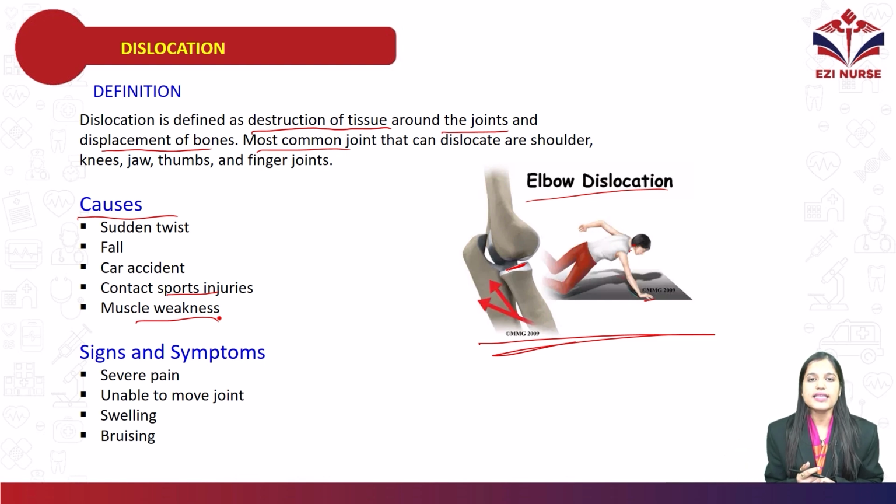Next are the signs and symptoms. What are the symptoms? Suddenly you fall down and the joint has been dislocated from its part. Then swelling will be there, pain will be there. Then you are unable to move the joint. Then bluish discoloration will be there. Those are the signs and symptoms of dislocation.